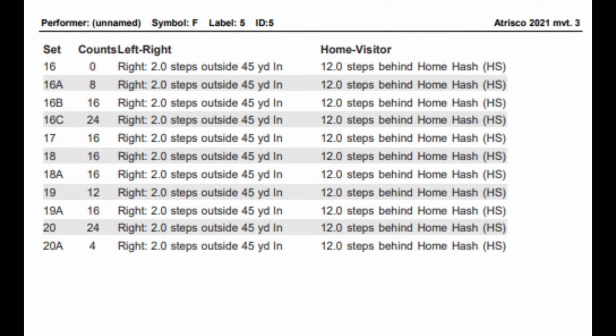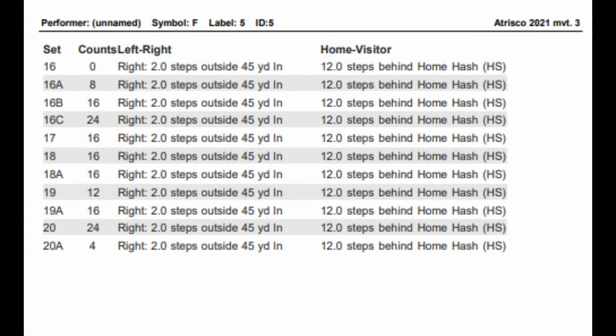That's important because if some of the band staff needs to find a specific person, they're going to call out F5, because the picture of the drill does not show exactly who is who, it just shows us what symbol and label they are. So the first thing that you need to do is memorize your number and your symbol. Now that you've done that, we can learn how to find exact spots on the field.